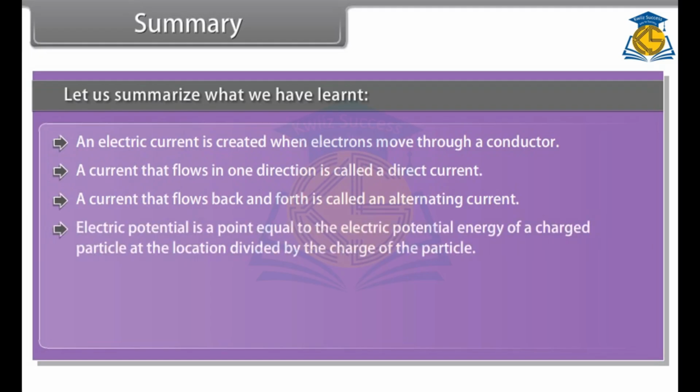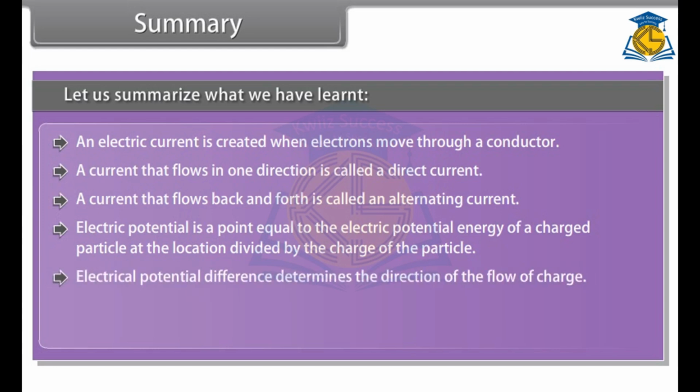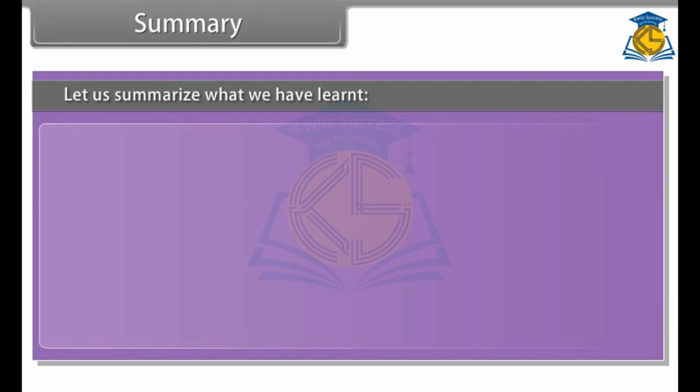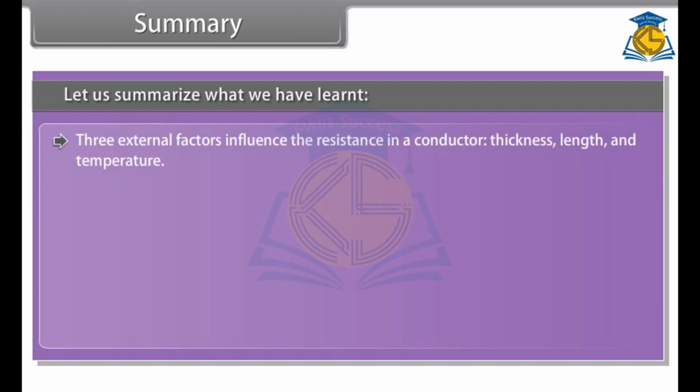Electric potential at a point is equal to the electric potential energy of a charged particle at the location divided by the charge of the particle. Electric potential difference determines the direction of the flow of charge. Ohm's law states that the current through a conductor between 2 points is directly proportional to the potential difference across the 2 points. 3 external factors influence the resistance in a conductor: thickness, length, and temperature.